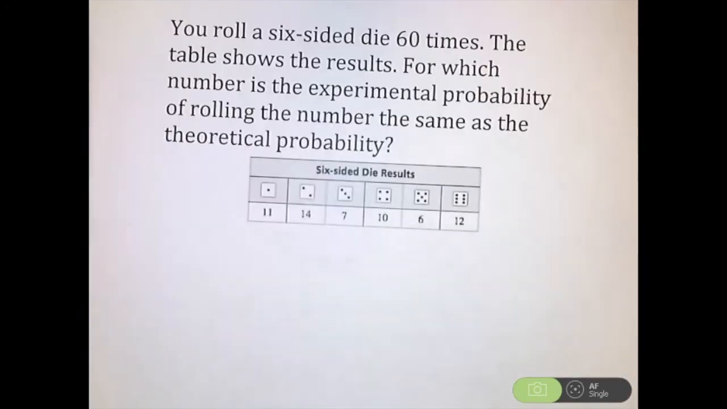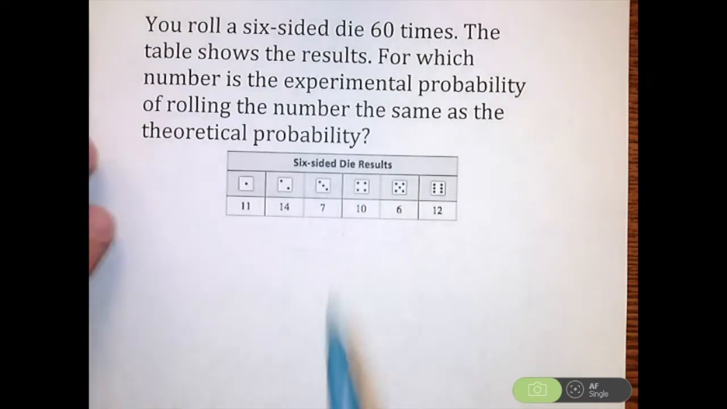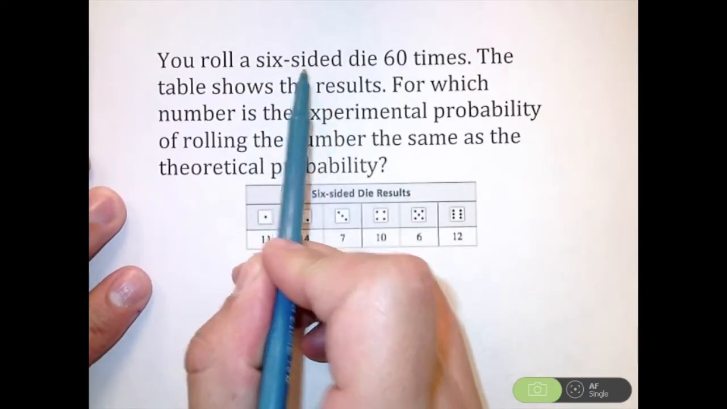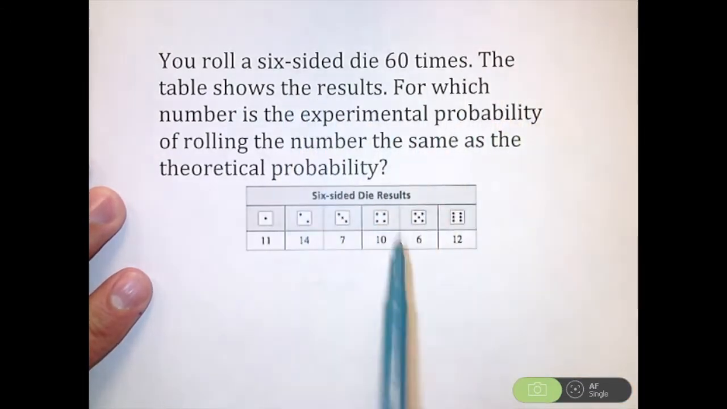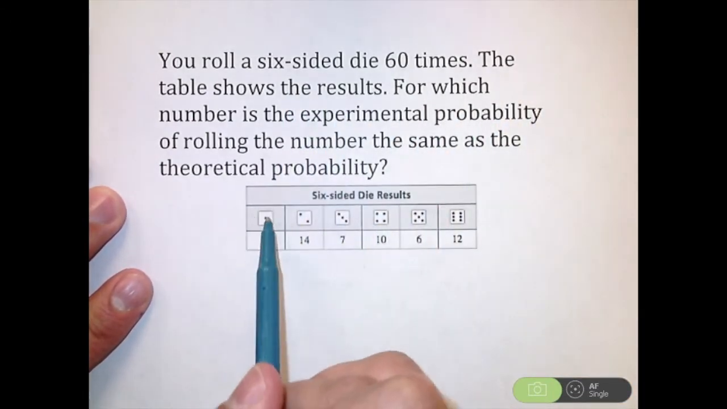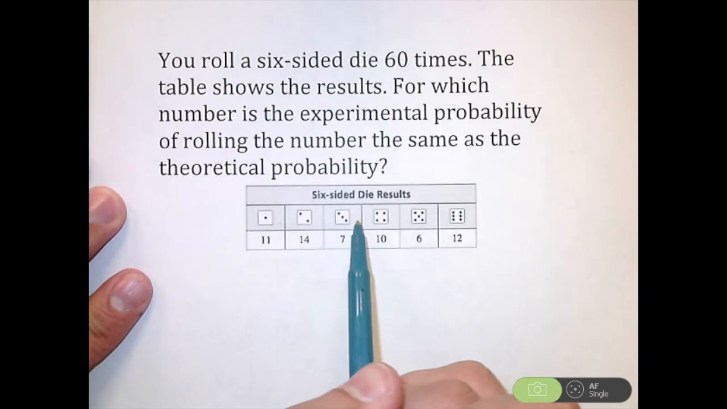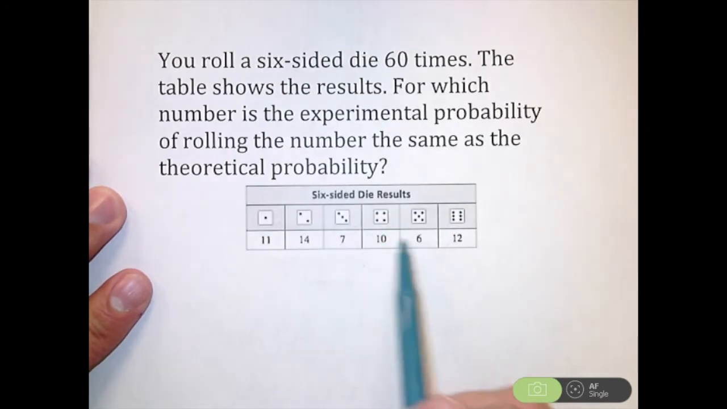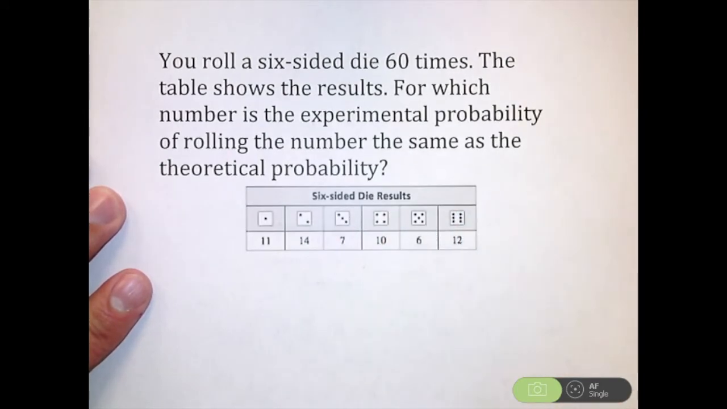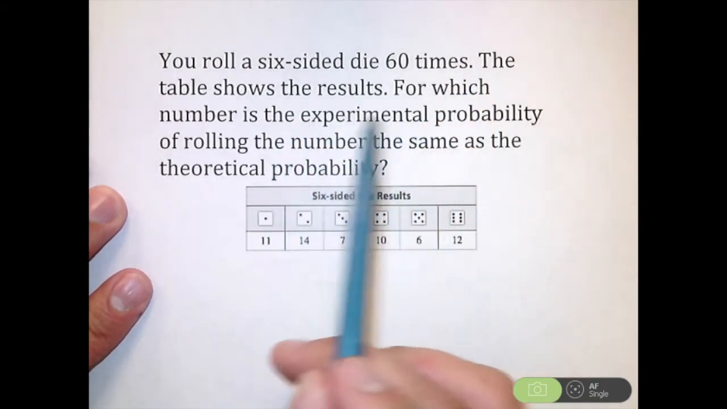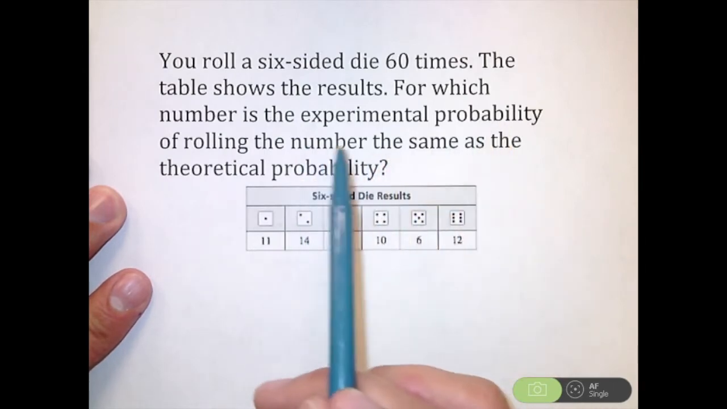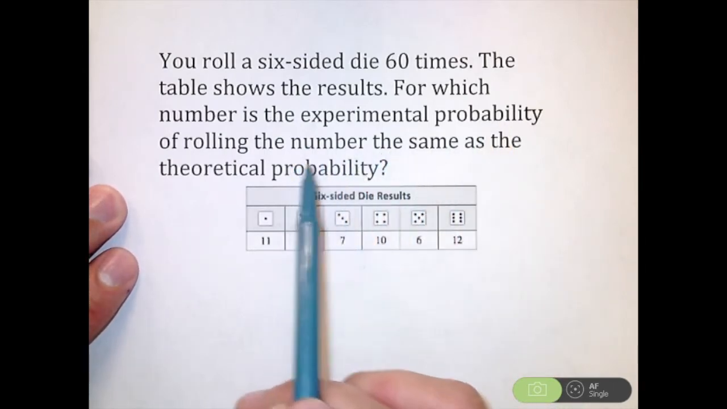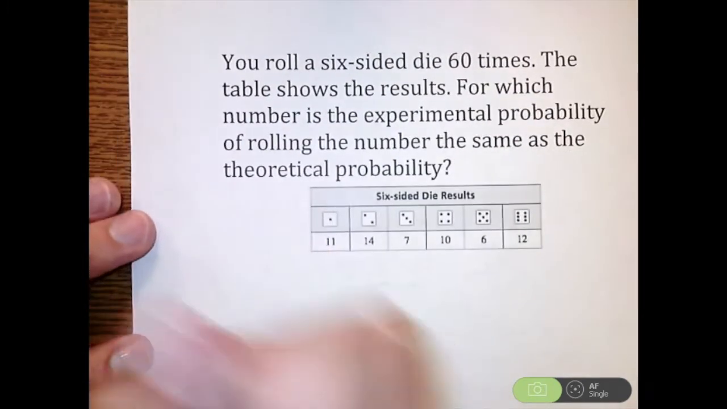On the back, we have one more idea I want to talk about. We're going to roll a 6-sided die, but we're going to roll it 60 times. The table below shows the results. I rolled a 1, 11 times, a 2, 14 times, a 3, 7 times, a 4, 10 times, a 5, 6 times, a 6, 12 times. So I rolled a die 60 times, that's what I got. They want to know for which number is the experimental probability of rolling the number the same as the theoretical probability.